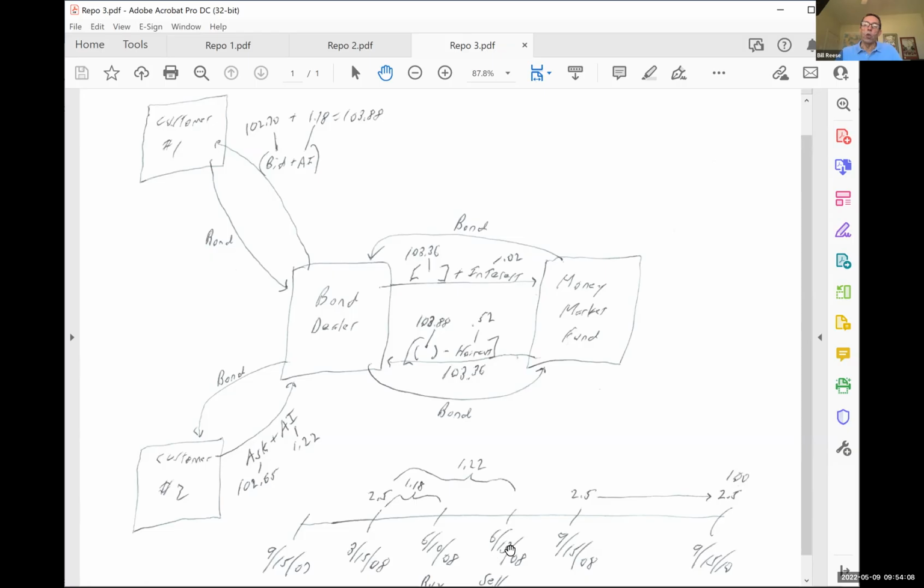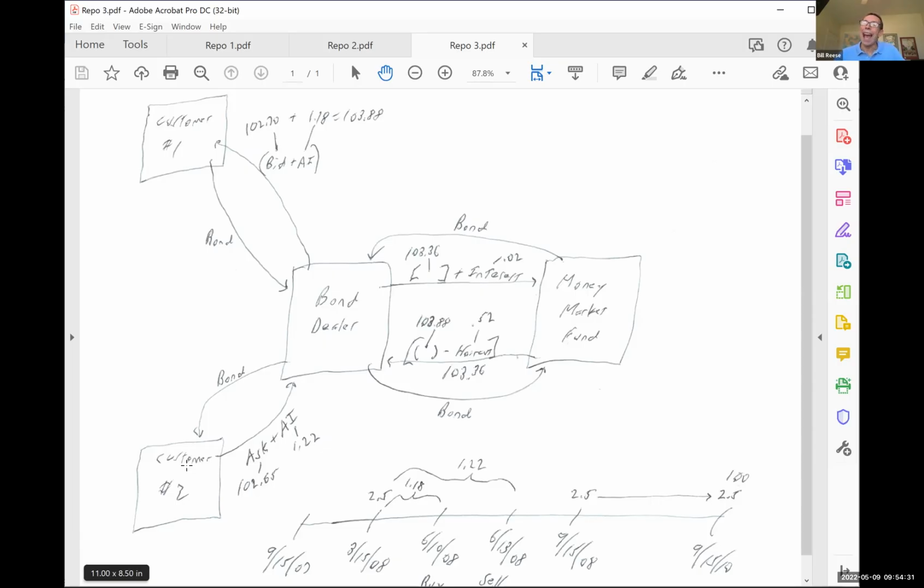So here we are on June 13th. Okay. Now that's 3 days after June 10th. Remember, the bond dealer bought this bond on June 10th from customer number one and is selling it to customer number two on June 13th. Over 3 days, a lot can happen. Interest rates can change, values of bonds can change. And in fact, over these 3 days, the value of this bond has gone down.